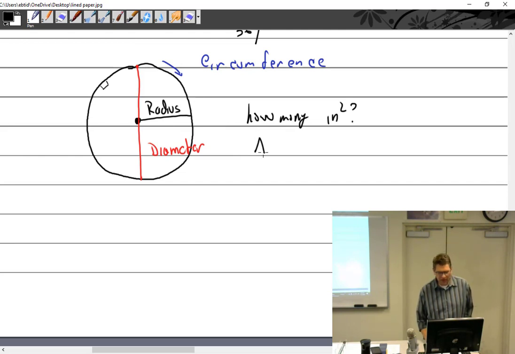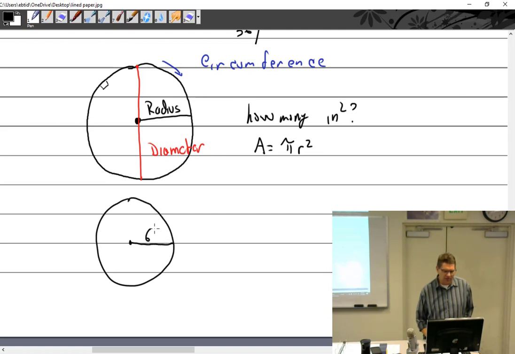The formula is area equals pi r squared. And I would say, using the formula, pi r squared, tell me exactly how many square inches are in this circle. And then I would give you a circle like this, and I would say that is 6 inches. And that's how I like to write a test. Then pi would be 3.14.